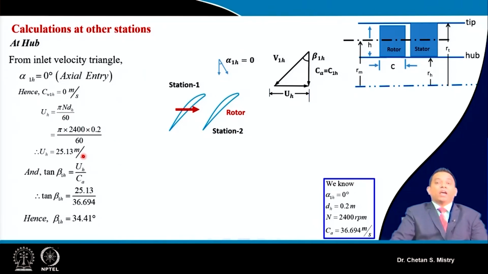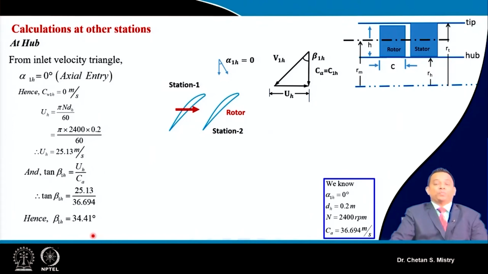In the same way, at the hub we can calculate beta 1. This beta 1 at the hub is given by UH by CA. Since our peripheral speed at the hub is known, and we are assuming our axial velocity to be constant throughout the span, which we have already calculated, it is 36.69 meter per second. That gives me beta 1 as 34.41 degrees at the hub.